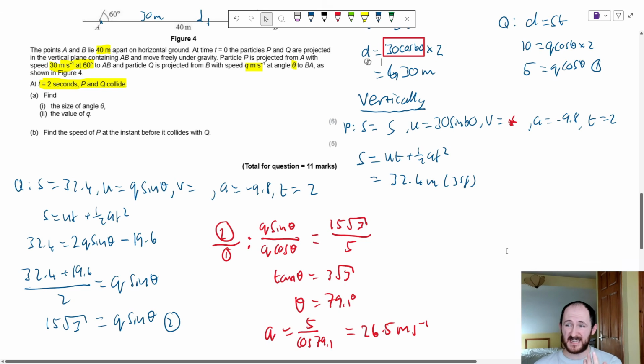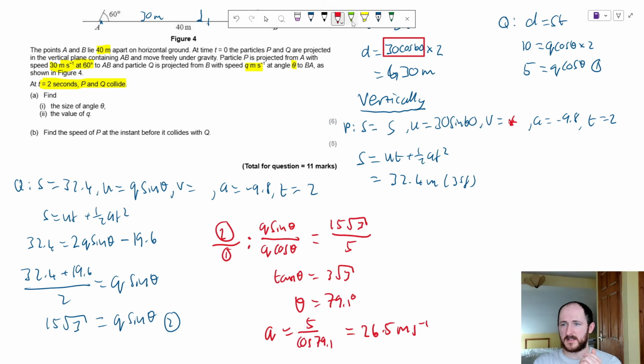So V equals U plus AT. Keep it simple, right? Shall I use a different colour again? Let's use black. Black is cool, right? U plus AT. So V equals 30 sine 60. Why am I writing this out? You guys know what I'm doing.